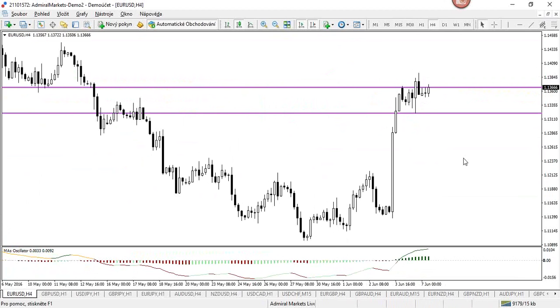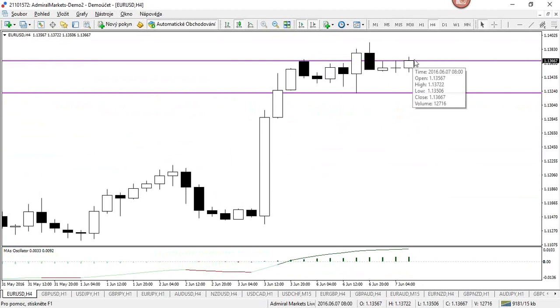Those are the pound yen and euro yen. So euro dollar, once again, looking for candle close above these candle highs. All right, moving on. Let's see. Any other? No, that's about it, I guess.